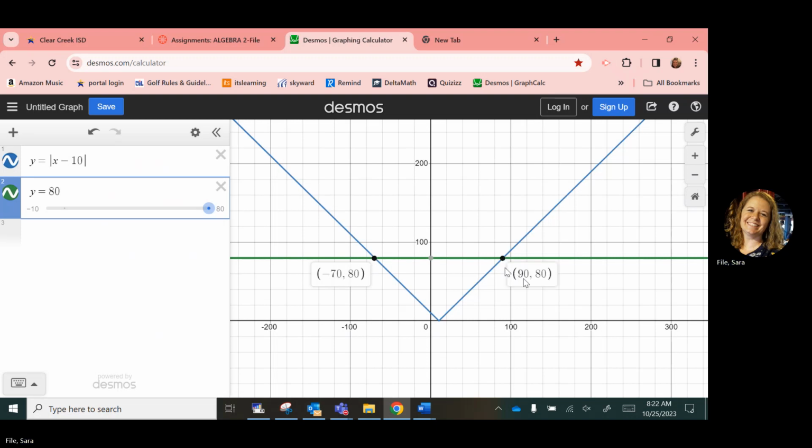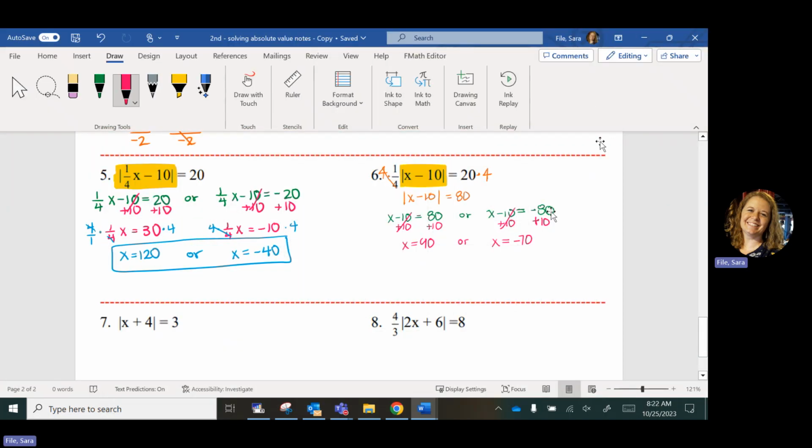Does that make sense? Okay, so you can check it in Desmos, or you can check it by plugging it back into the equation. Both of those work.